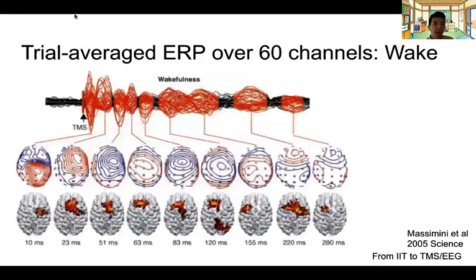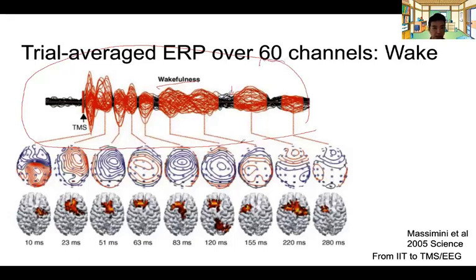Here, each figure component is complex, so I'll go through them one by one. The first part, the top row, depicts the ERP averaged across many trials during wakefulness. And each line corresponds to one particular electrode or channel.